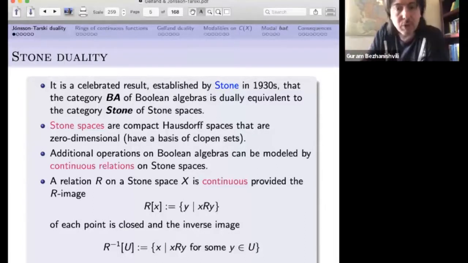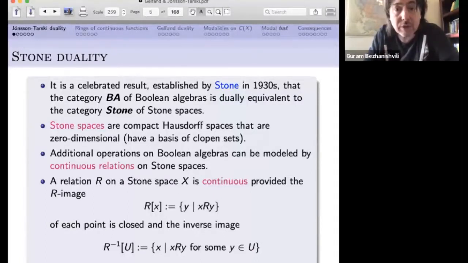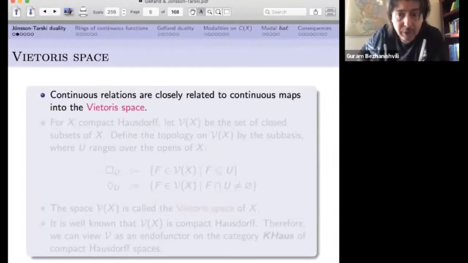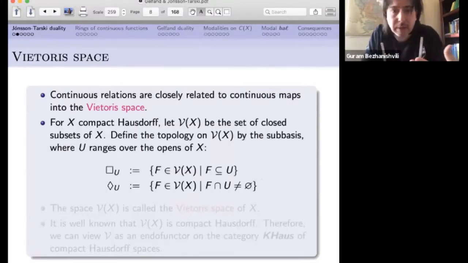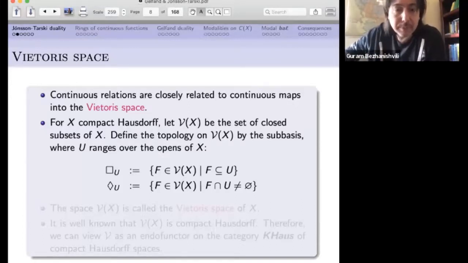This generalization is rather superficial. To give a deeper understanding of why these relations are called continuous relations, we go through this famous construction of Vietoris that goes back to the 1920s. Out of each compact Hausdorff space, you can form the Vietoris space by working with closed sets of your space. And then you define a topology, and it's not an accident that I'm using the language of modal logic: I'm using box and diamond for these basic elements because they indeed behave like box and diamond. This topology is called the hit-or-miss topology or Vietoris topology. There are several names for it.